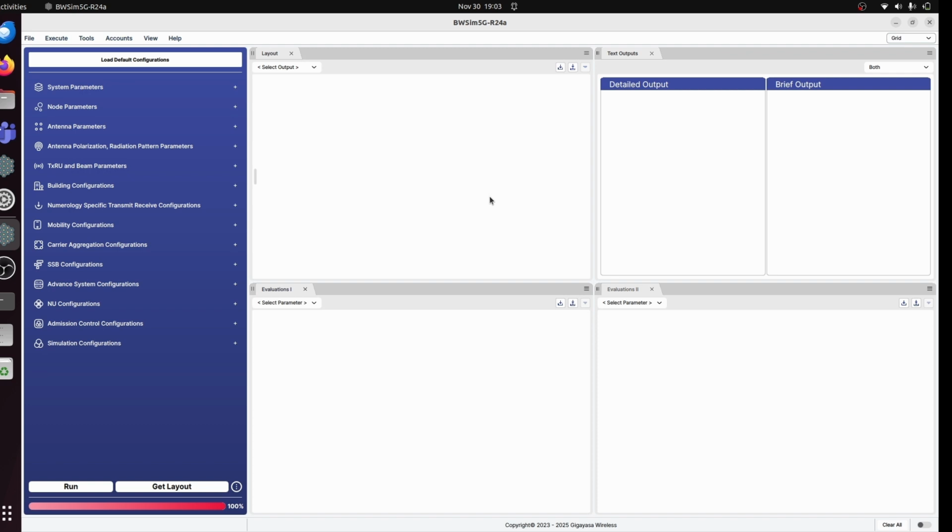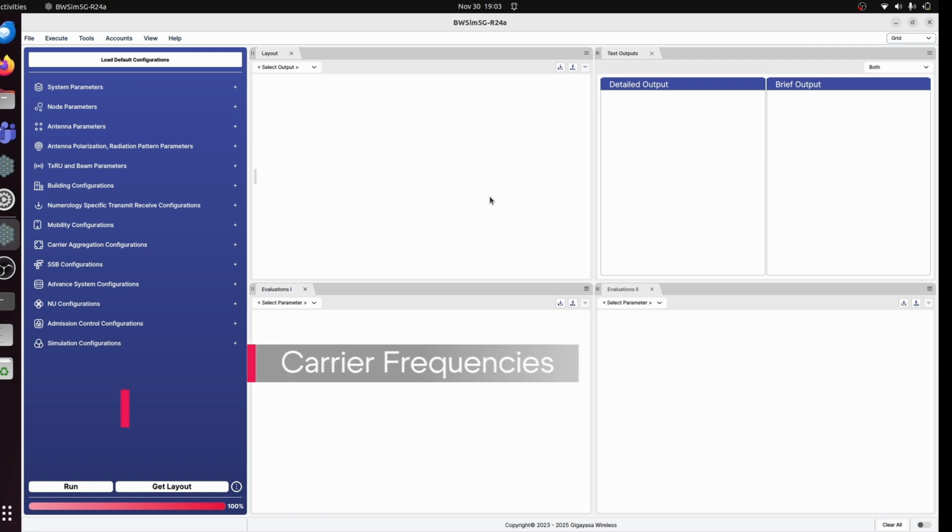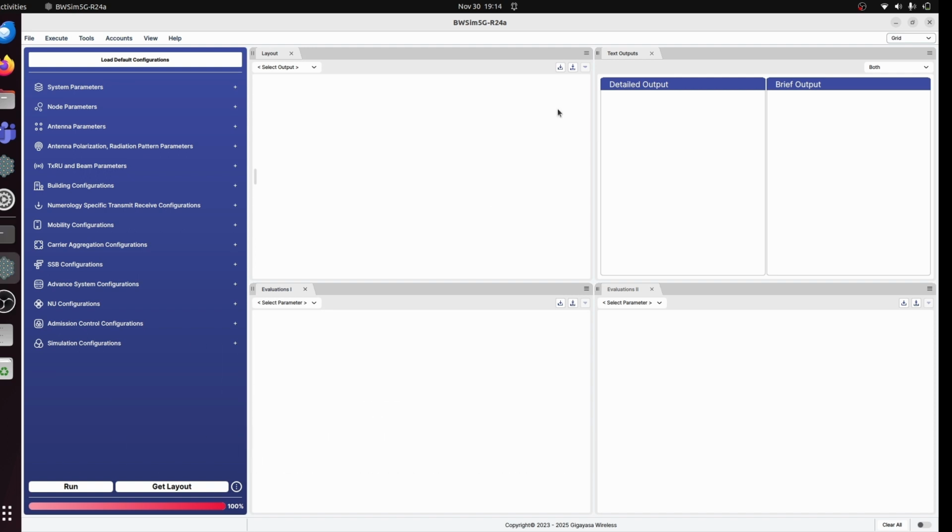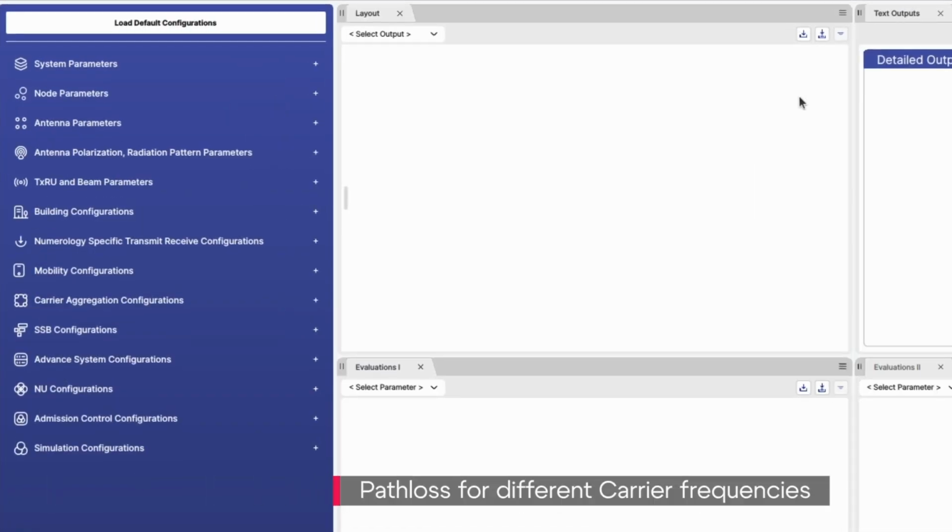This is where 3GPP comes in. 3GPP has a specific path loss model for each terrain. These models are present in our simulator, which we are going to use to check out the behavior of path loss when we change parameters such as carrier frequency, terrains, and base station height. Moving on to the experimental phase of this video, the first parameter we are going to check is carrier frequency.